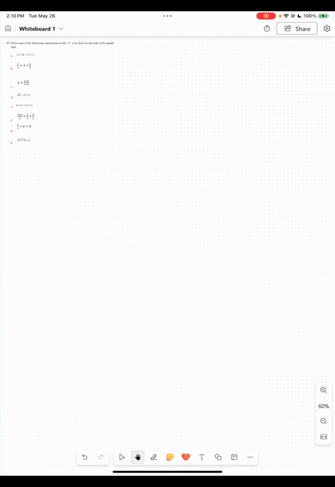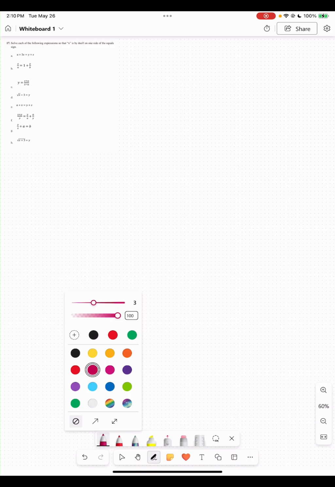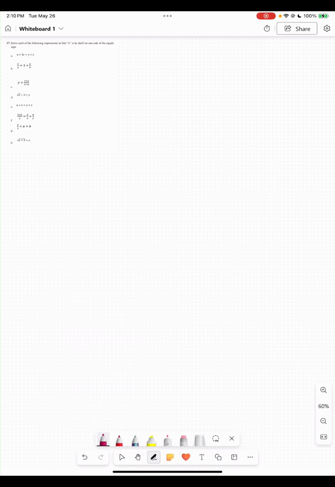All right. Hello, what's up? It's algebra time. I moved this onto a different whiteboard so I'd have more space to write effectively. All right, let's take a look at this. So I've got, let's do this in red, I suppose. Let's look at our first example. We have a plus 3x equals y plus z.